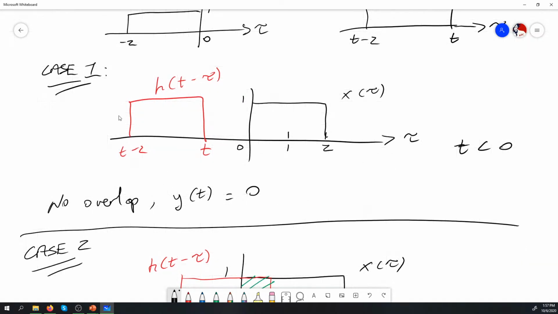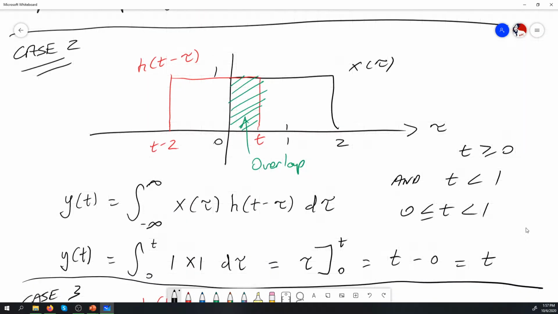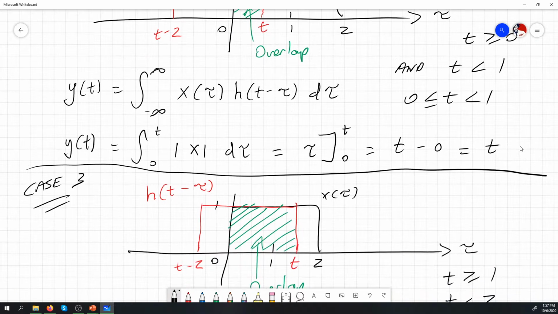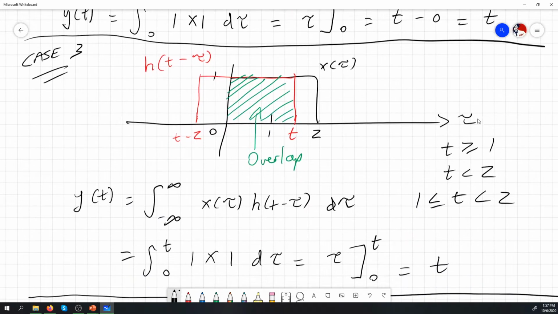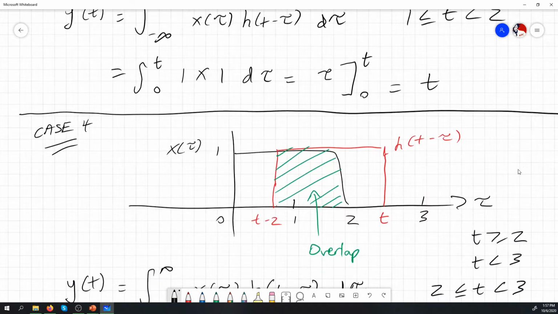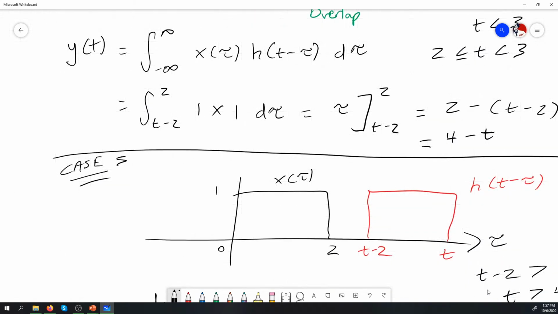For case 1 here, t was less than 0, so y of t was 0. For case 2, for the time range 0 less than t less than 1, y of t was equal to t. And this was the same thing for case 3, where y of t is equal to t for 1 less than t less than 2. So I'm going to write that in at the end here.